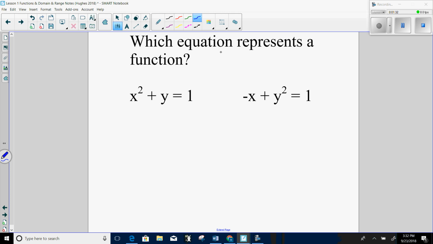Which equation represents a function? The easiest way to tell from an equation if something is a function or not is to look to see which variable is squared. If your variable x is squared, it's going to be a function. If your variable y is squared, it's going to be not a function. That's just a quick one. If y is ever squared, it's not going to be a function. The reason why is that to get y by itself, you have to take the square root, which means positive and negative, which means you're going to have two outputs for each input, which you do not want to have based on the definition of a function.